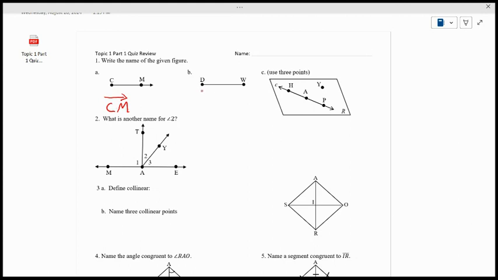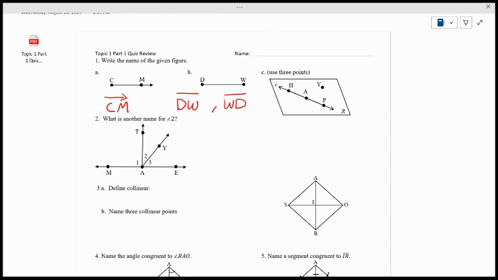In B, this is a line segment. We know it's a line segment because it ends on both sides. It has endpoints. For a line segment, we use 2 points. So in this case, D, W, and then you just notate it with a line above it. No arrows on it, no points on it. Just a flat line. Order doesn't matter, so you could also have WD with a line above it. That's how we notate segments.